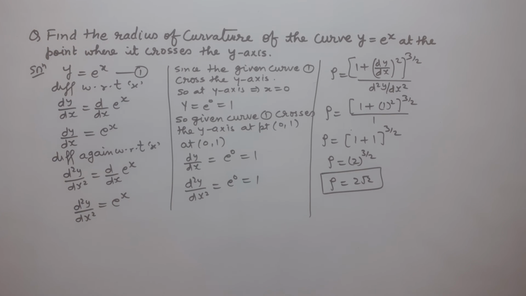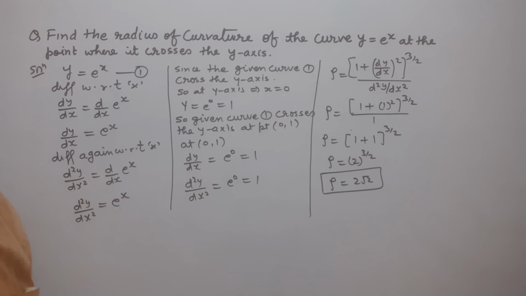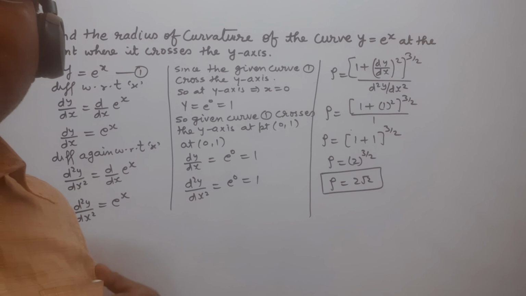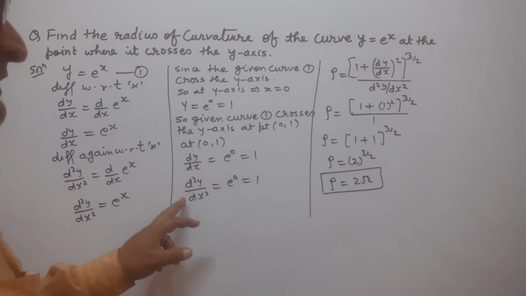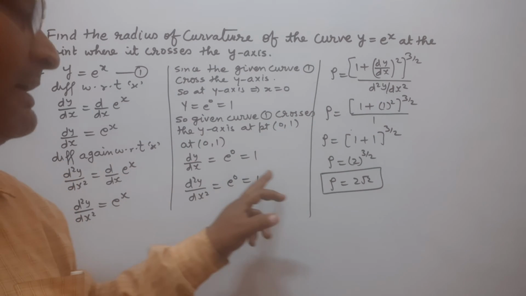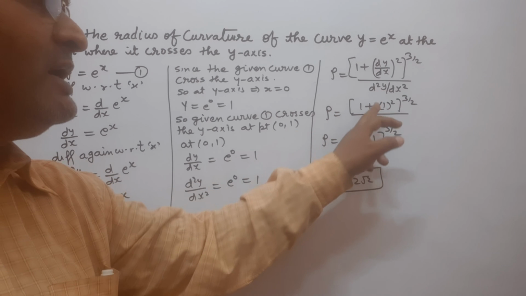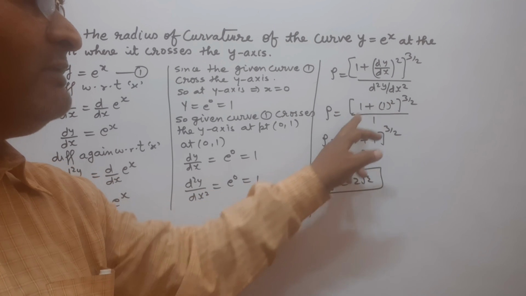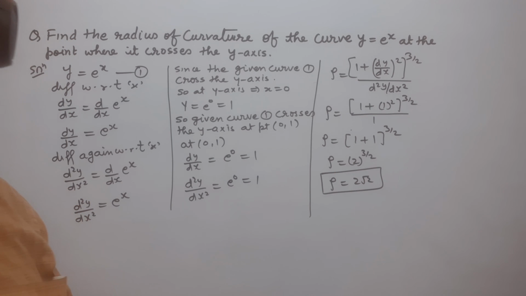आप देख सकते हैं यहाँ रेडियस ऑफ कर्वेचर निकालने के लिए कार्टेशियन कर्व का फार्मूला होता है रो इज इक्वल टू 1 प्लस dy by dx होल स्क्वायर होल पावर 3 by 2 अपॉन d2y by dx2. So we put here value of dy by dx and d2y by dx2. आप देख सकते हैं dy by dx और d2y by dx2 दोनों की वैल्यू 1 है. इसको 1 को यहाँ सब्स्टिट्यूट किया गया है. 1 का स्क्वायर 1 होगा, 1 प्लस 1 2 हो जाएगा, तो 2 की पावर 3 by 2. This can be written as 2 root 2. So this is the radius of curvature of the given curve where it crosses the y-axis.